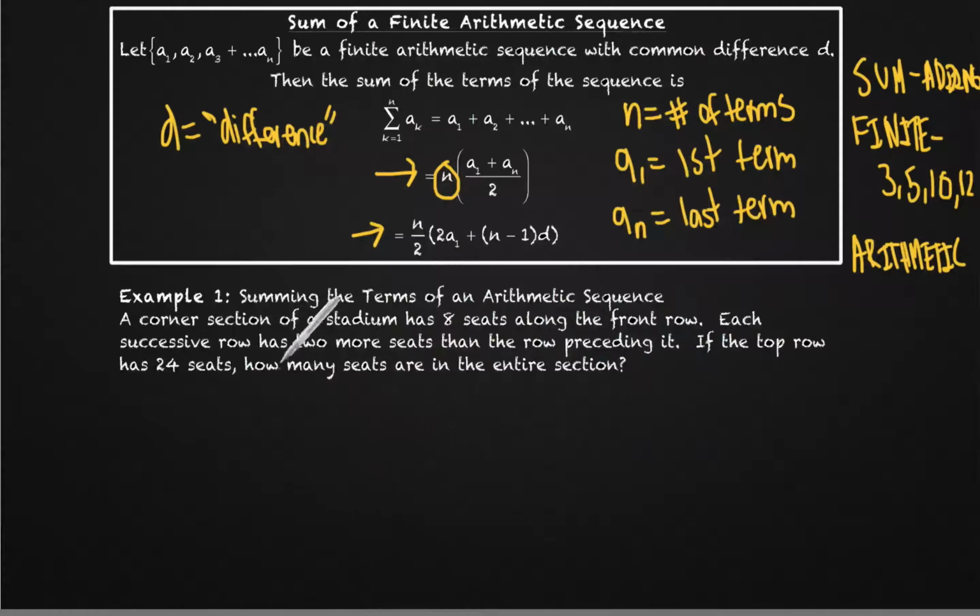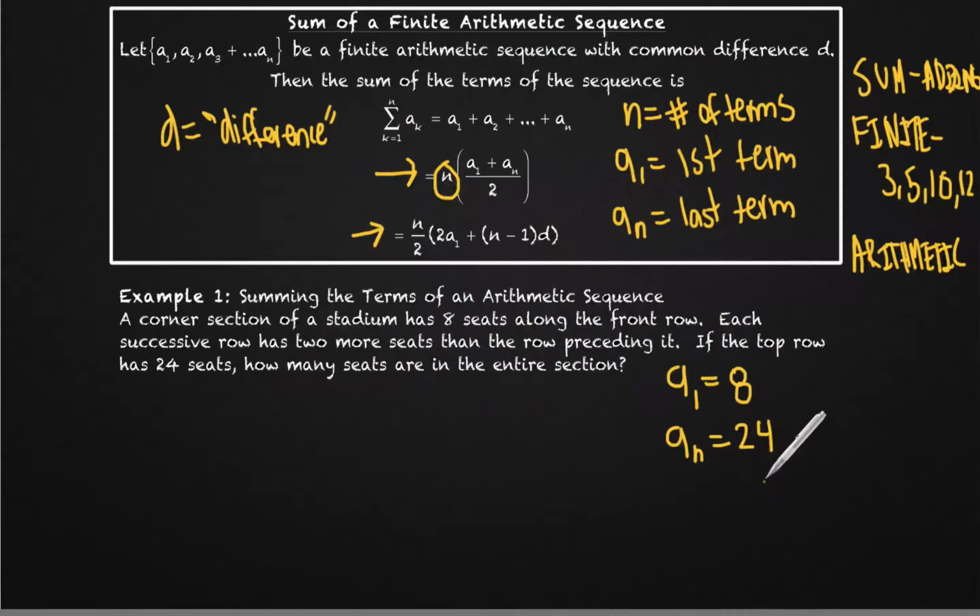So let's see how this works on a specific problem. It says here, a corner section of a stadium has 8 seats along the front row. Each successive row has 2 more seats than the preceding row. If the top row has 24 seats, how many seats are there in the entire section? So let's write down what we do know. We know the value of the first row. There are 8 seats in the first row. We also know that the last row, there are 24 seats in the last row.